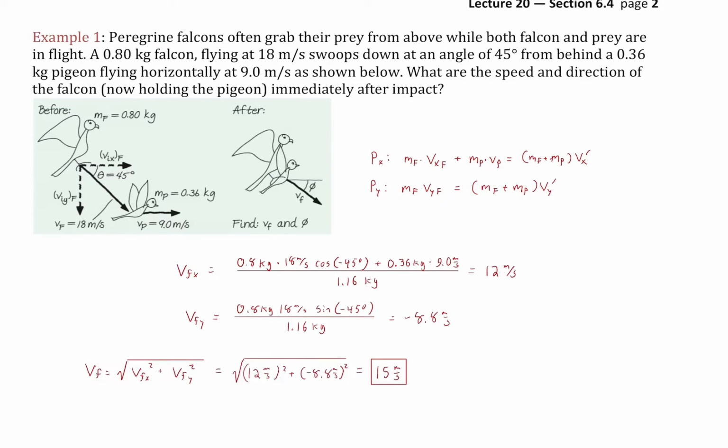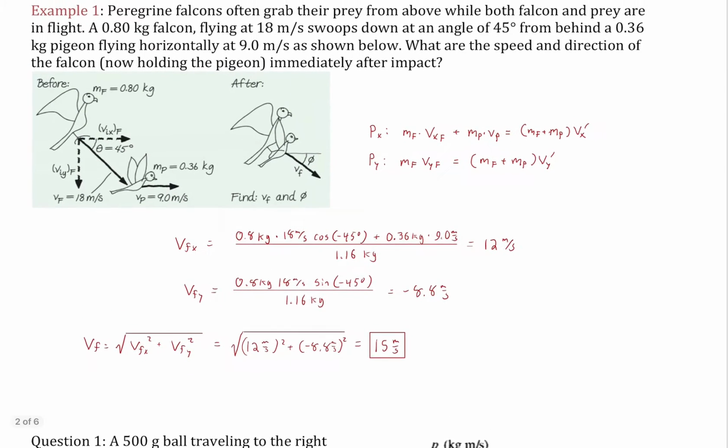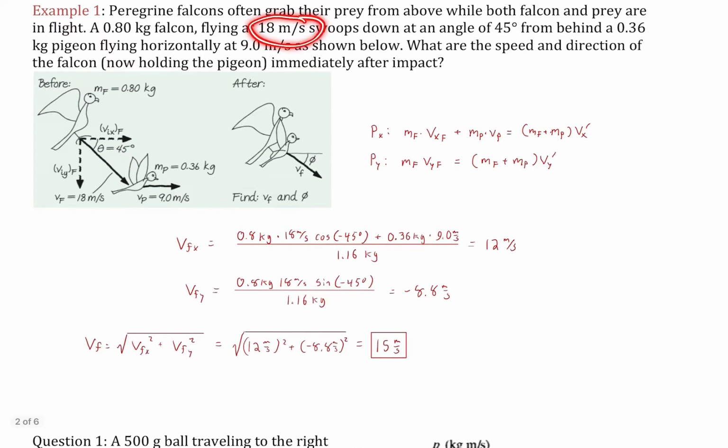All right. And then we're going to find the overall magnitude of VF using the Pythagorean theorem, and it's 15 meters per second. All right, that makes sense that it should be smaller than the initial velocity of the falcon because now it's more massive, more inertia. And plus the collision itself took away kinetic energy. Any perfectly inelastic collision takes away energy. And then we find our phi, and it's negative 37.